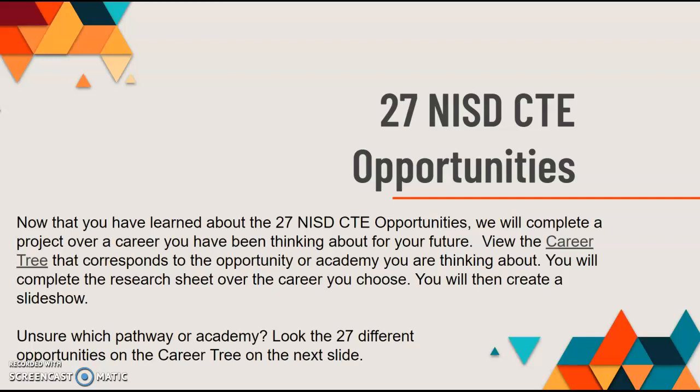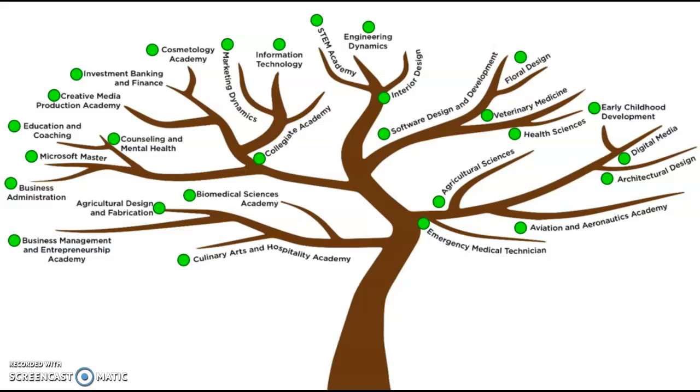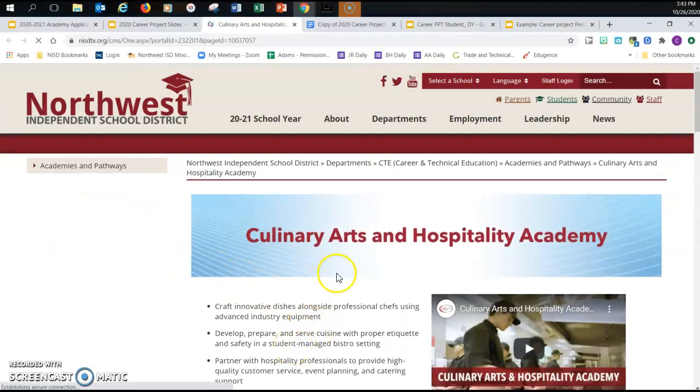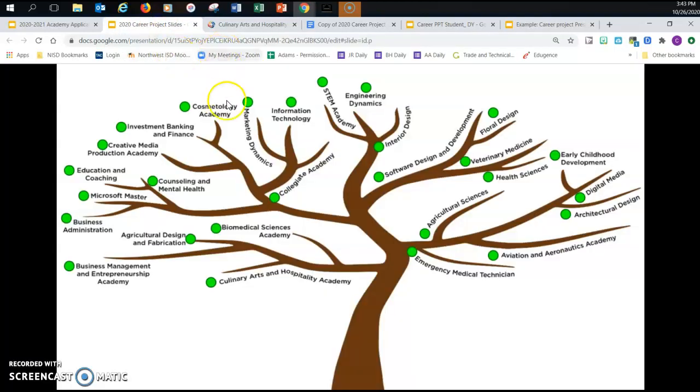And then after you've done your research, which is linked on slide number 4, you're going to do all those questions, and then you are going to create a slideshow, and you'll use the slideshow to assist you with your presentation. Should be good. If you're not sure which pathway or academy might be your thing, look on the next slide. You remember this tree, all the green dots are links, and those will take you to the NISD website for that particular thing, okay?